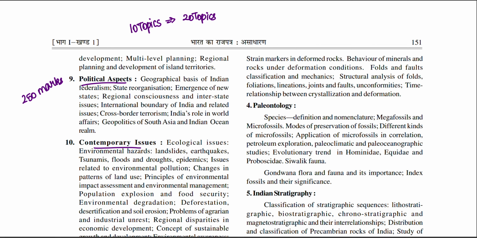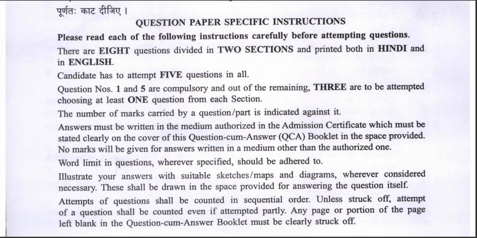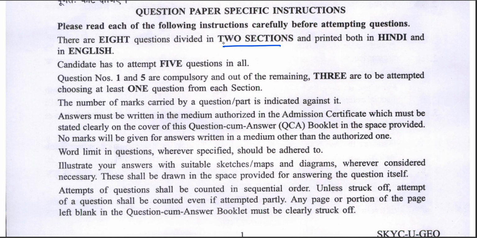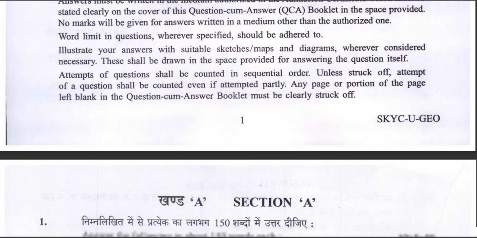If we look at the question paper, this is paper 1. In paper 1, as we see, there are physical geography and human geography. We have two sections in this paper. In that, questions 1 to 5 are compulsory. So 5 questions are compulsory, and the remaining 3 are to be chosen, at least one question from each section. Let us see how it is.